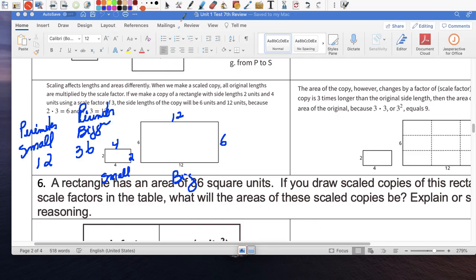Well, did I have to do that? If you look at the scale factor here, how did the 4 become 12? How did the 2 become 6? So the scale factor going from this rectangle to this rectangle, all the side lengths were multiplied by 3. So if I knew the perimeter of the small rectangle, all I had to do was multiply it by 3, and I would have gotten 36.